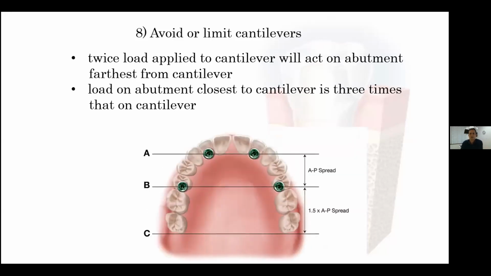And we all know about the AP spread, the anterior-posterior spread of implants, that the cantilever must never be more than 1.5 times the anterior-posterior spread. And we never want contact on a cantilever. Cantilevers must always be in infra-occlusion, even under heavy load, even under a heavy occlusal load.